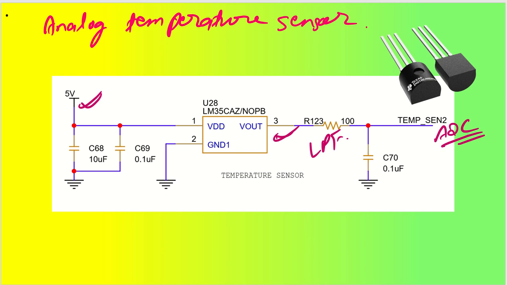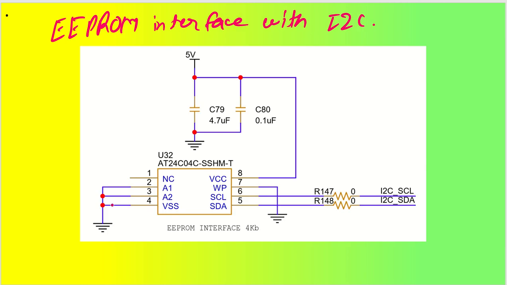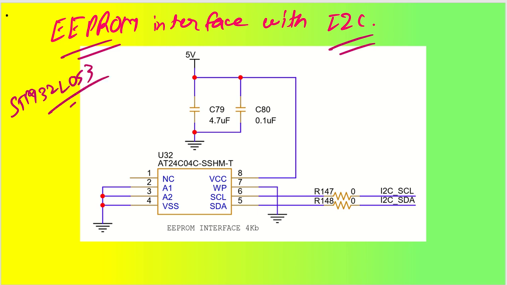Now we'll talk about I2C applications. A very popular I2C application is connecting EEPROMs. This device already has an EEPROM, like my STM32 microcontroller, the STM32L053, which already has 2 kilobits of EEPROM. However, I have connected one external EEPROM with 4 kilobits of capacity.